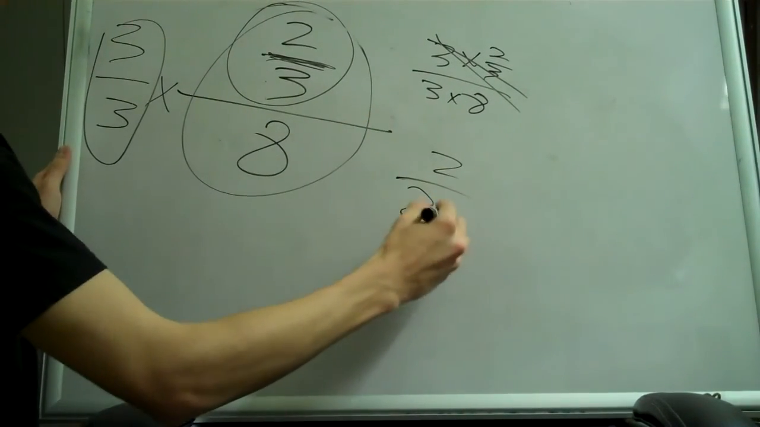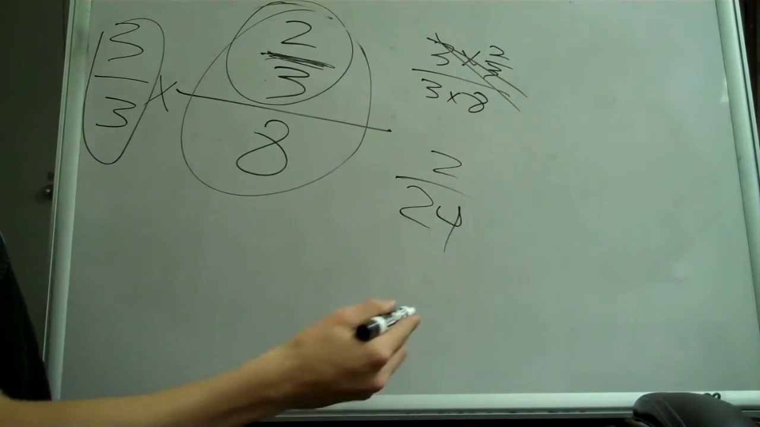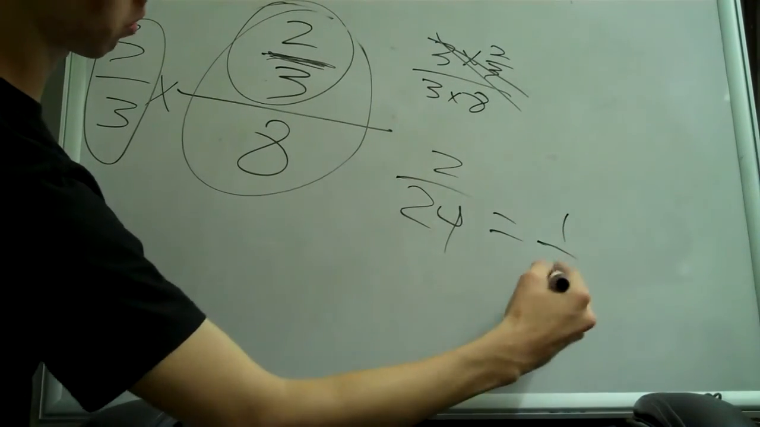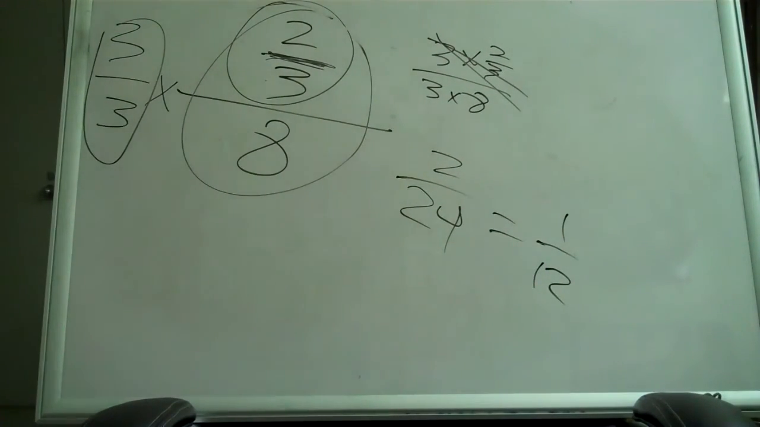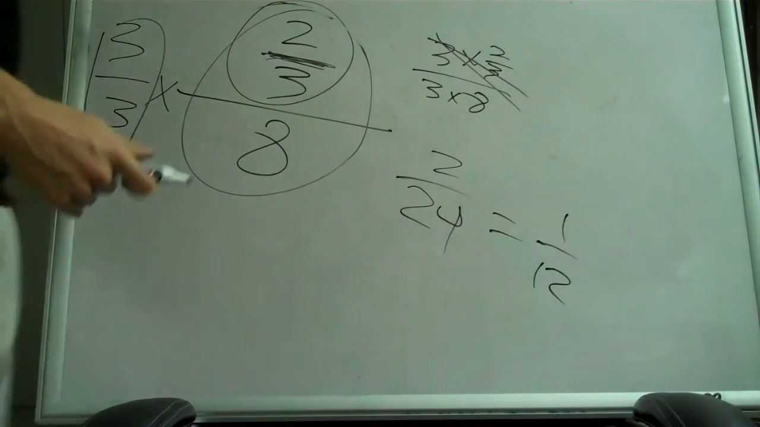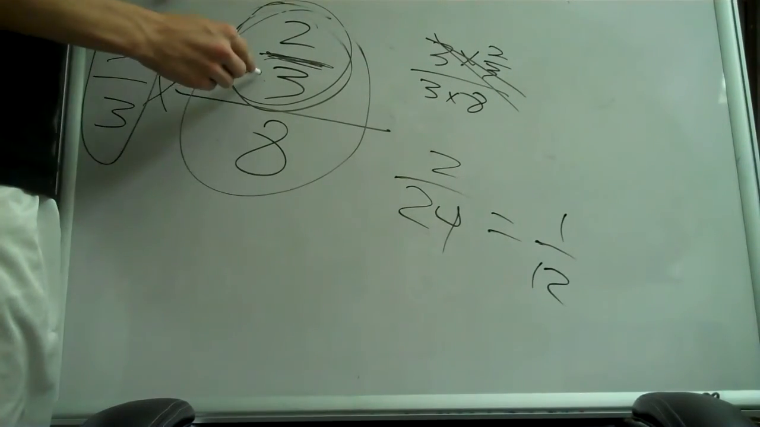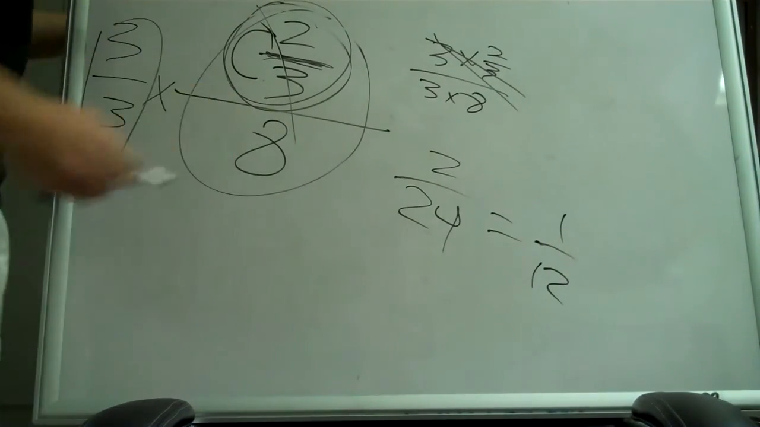3 times 8 is 24. Hey! We recognize this kind of fraction. We can reduce that to 1/12. Bam! That's it. That is the answer. 2/3 divided by 8, made easy. All you do is look at the fraction and multiply that number to cancel it out.